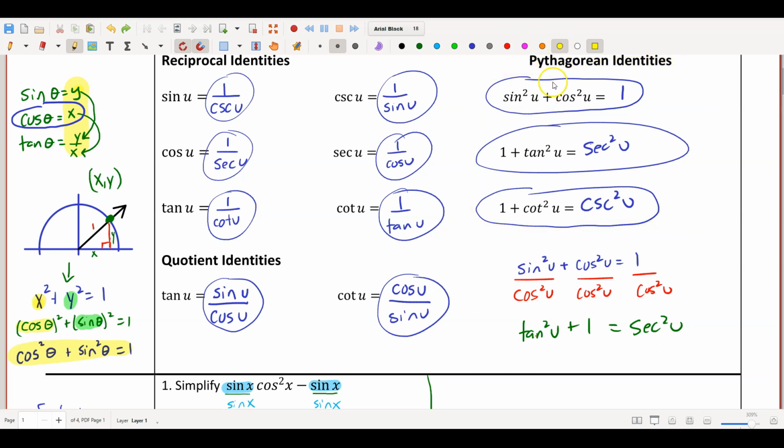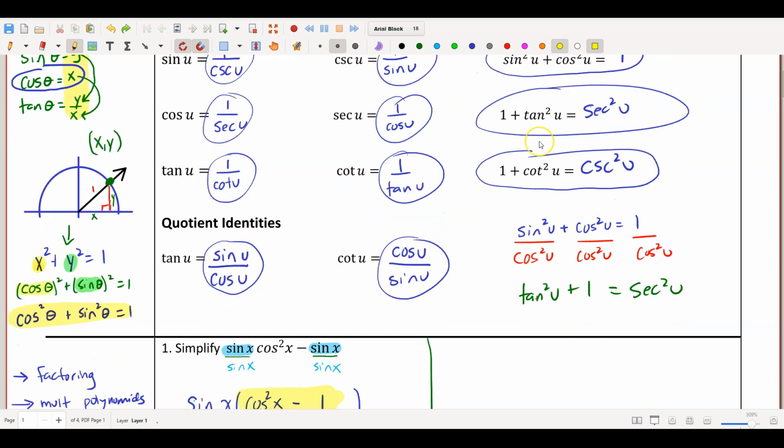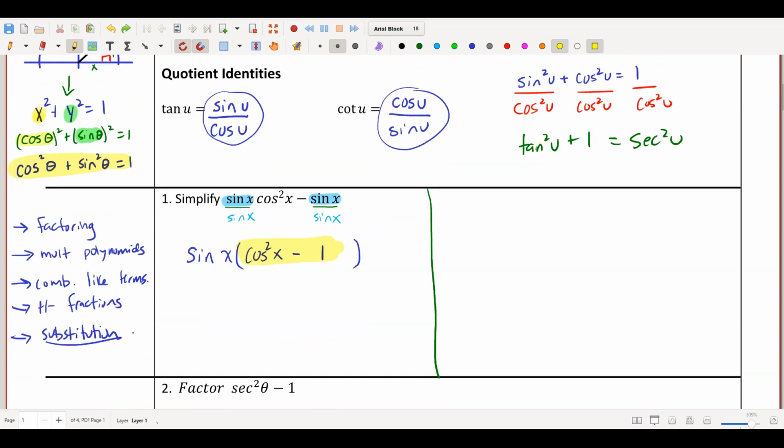So I don't see it right away here, but I do know that sine squared plus cosine squared is equal to 1. Okay, so I'm going to write off to the side here just to show you. Sine squared x plus cosine squared x equals 1. Okay, I know this to be true. Well, my question is, can I isolate, or can I make a cosine squared minus 1? And the answer is yes.